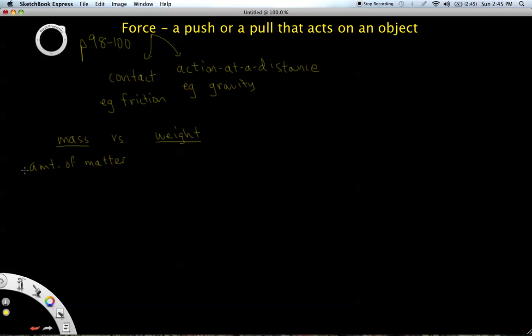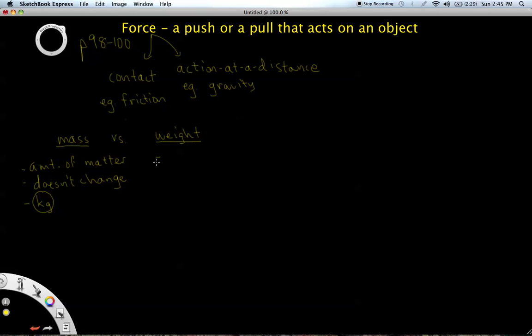And the mass also doesn't change. So if an object has a mass of 5 kilograms on Earth, when that same mass goes to the moon or goes to the sun or goes to Jupiter, it's still going to have a mass of 5 kilograms. The amount of stuff inside it will still be the same. And the final piece of information is mass is measured typically in kilograms. Of course, you can use grams as well, but the standard measurement is in kilograms.